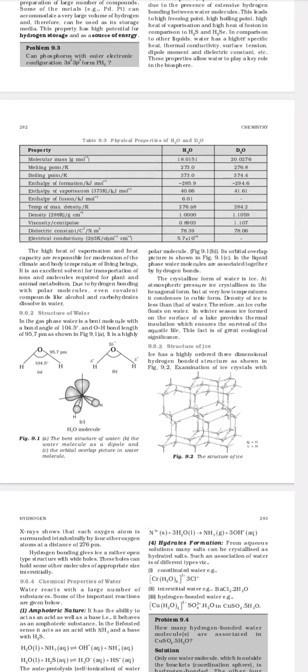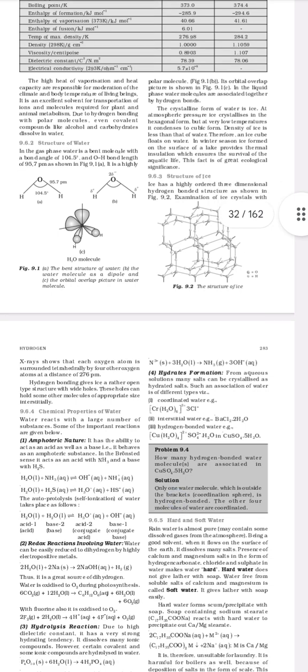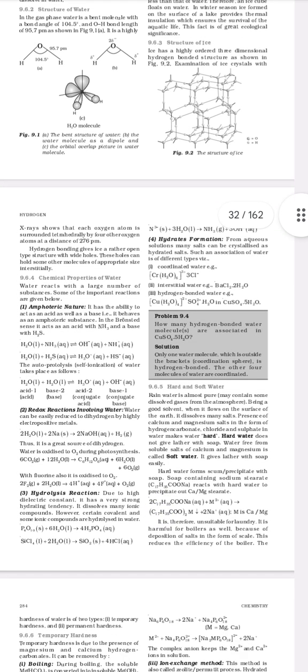Structure of ice. Ice has a highly ordered three-dimensional hydrogen bonded structure as shown below. Examination of ice crystals with X-ray shows that each oxygen atom is surrounded tetrahedrally by four other oxygen atoms at a distance of 276 picometer. Hydrogen bonding gives ice a rather open type of structure with wide holes. These holes can hold some other molecules of appropriate size interstitially. Next is chemical properties of water.